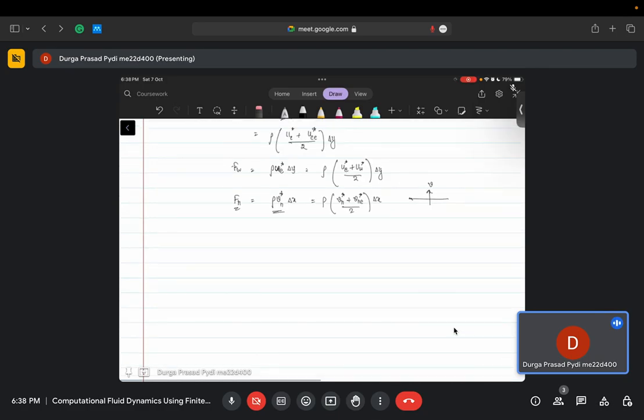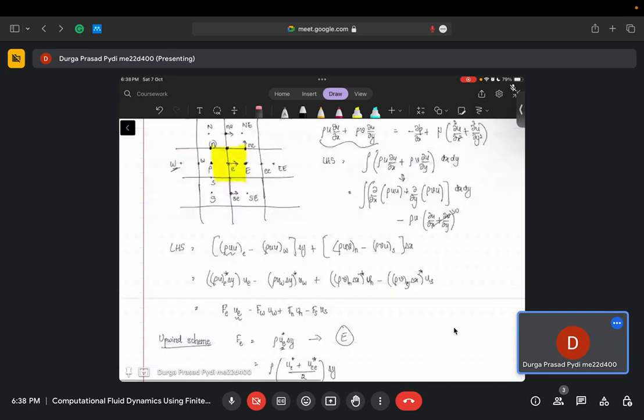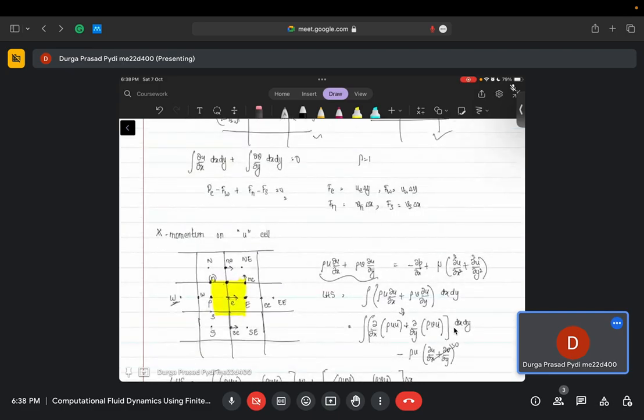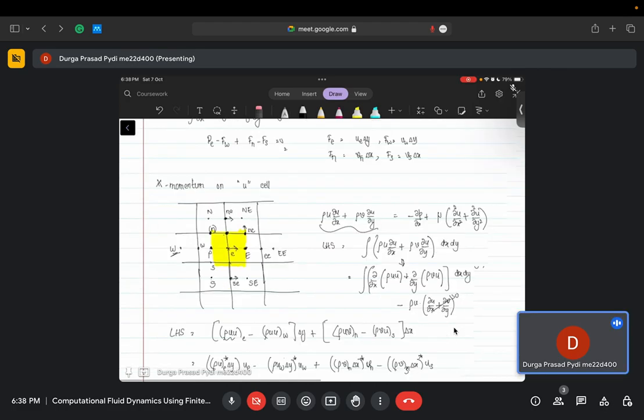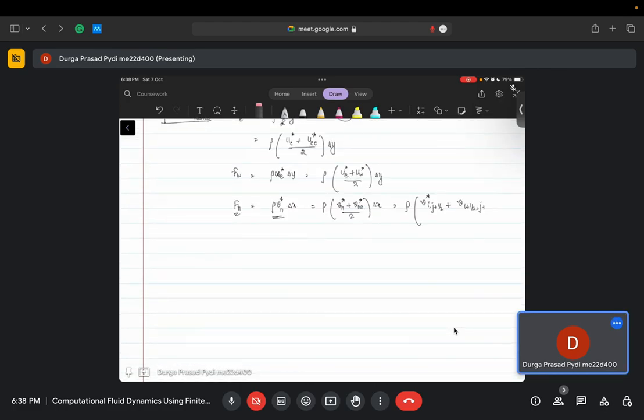If you had used indicial notation, it would have been straightforward. Say you are using indicial notation, how will you write this? So v north is i, j plus half, and northeast will be i plus 1 and j plus half. So it is 1 increment to the x and half increment along the y direction.